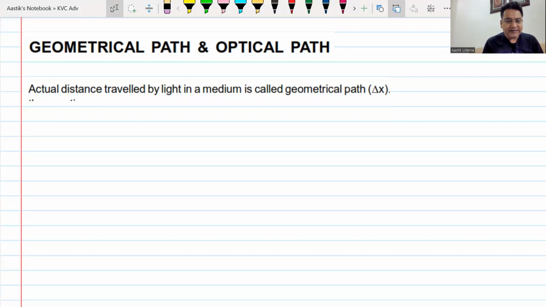Then we come to this heading, which is known as optical path and geometrical path. Have you heard this? Optical path and geometrical path? What do you mean by optical path and what do you mean by geometrical path?